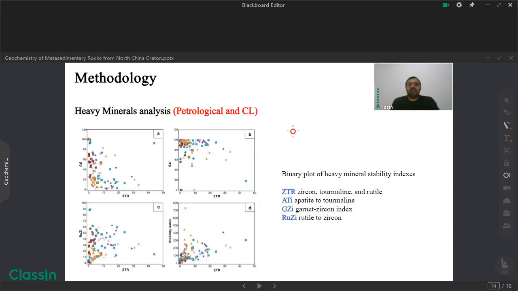Then we have heavy minerals analysis. For heavy mineral analysis, we do simple petrological analysis or cathodoluminescence CL analysis. This is a diagram, and these are different binary plots of heavy mineral stability indexes like zircon-tourmaline-rutile, apatite-tourmaline. This one is the garnet-zircon index, and this is rutile-zircon. So when we plot our data on all these indices, it gives us information about the heavy minerals to identify provenance and also the origin, from where it has arrived.